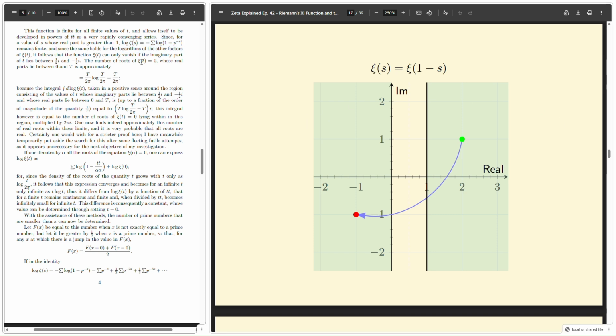Okay, and then remember, Riemann writes something differently. He says the function xi of t can only vanish if the imaginary part of t lies between 1/2 i and negative 1/2 i. So why is this the case?